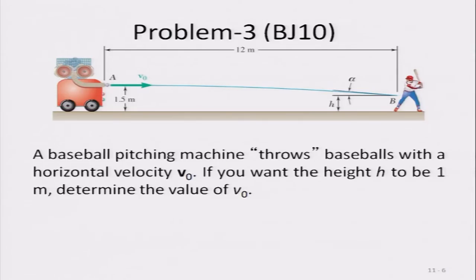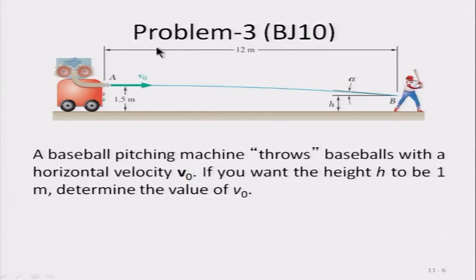We'll just take 5 minutes to solve this. A very simple problem for projectile motion. So it's a baseball machine. We can replace it by a cricket machine. The problem doesn't change. What we have is that the height from where this comes out is 1.5 meters. The velocity is in the horizontal direction.